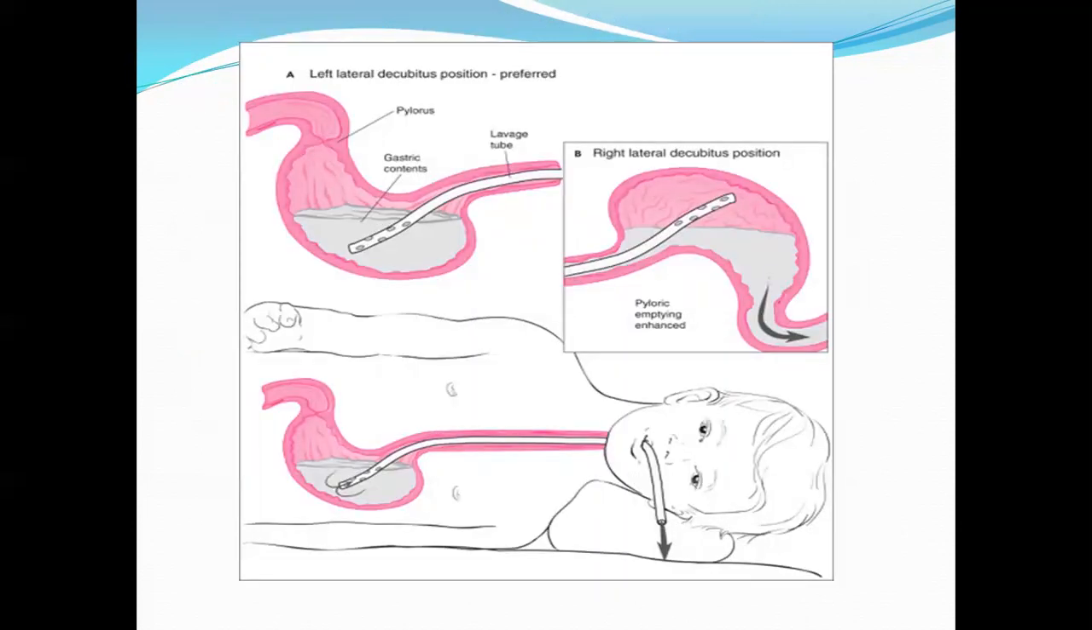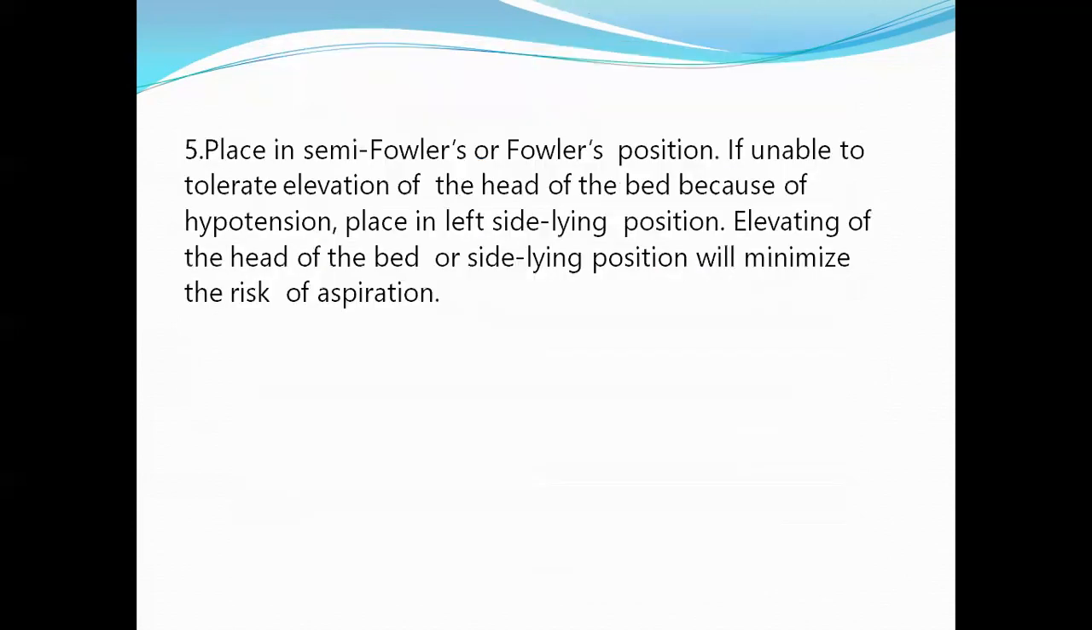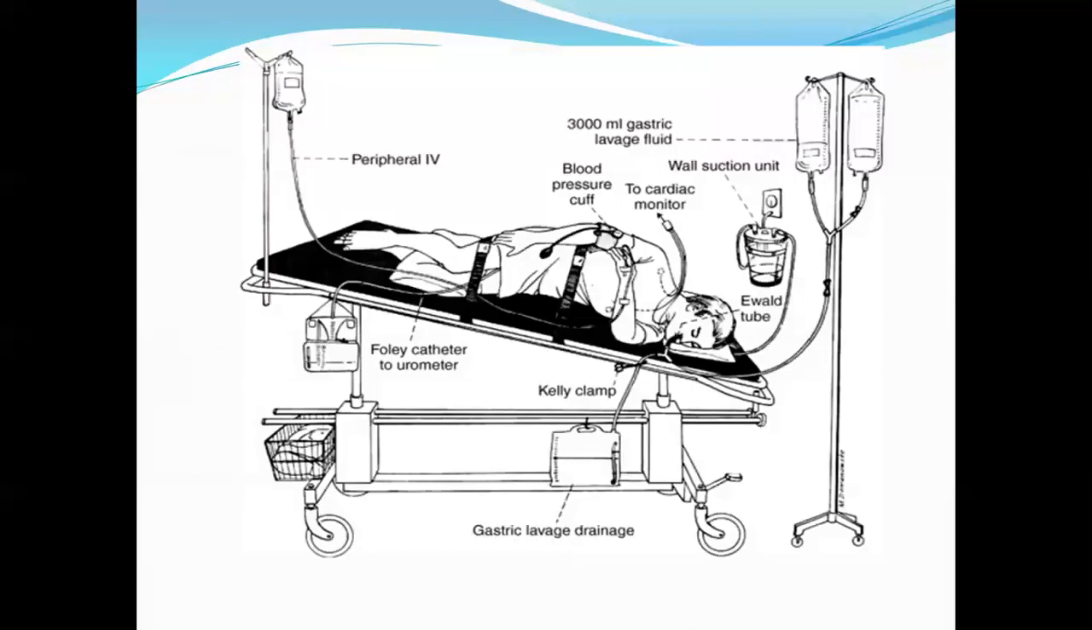This is the position of the patient, the lateral decubitus position. It is very easy to perform gastric lavage in this position. Place the patient in semi-Fowler or Fowler position. If unable to tolerate elevation of the head of the bed because of hypotension, place in the left side-lying position. Elevating the head of the bed or side-lying position will minimize the risk of aspiration. This is the left decubitus position.